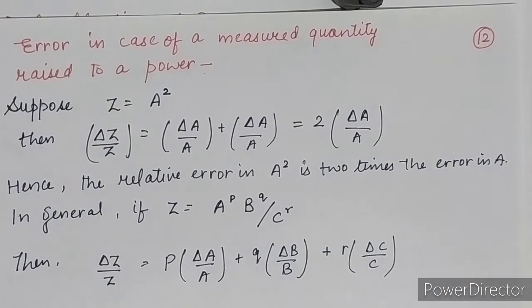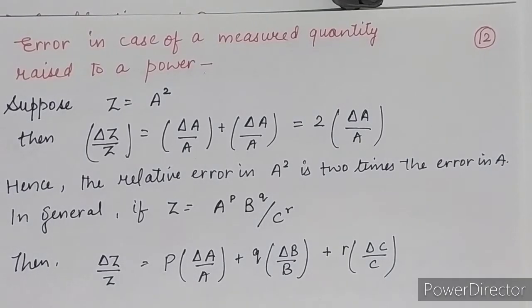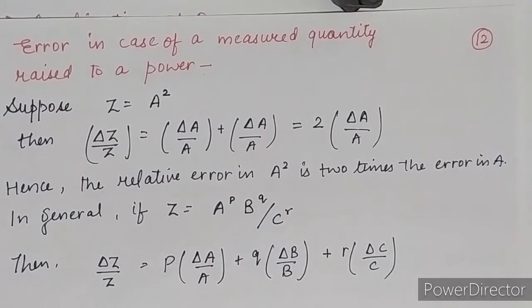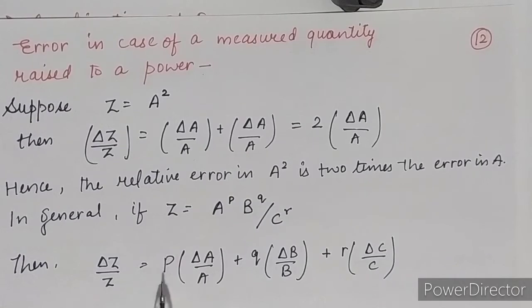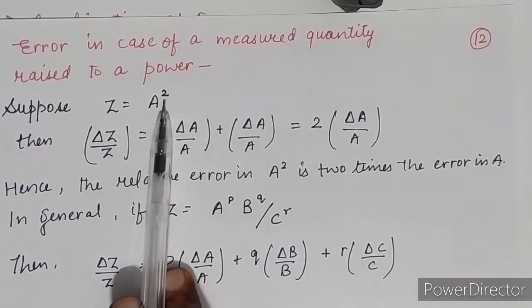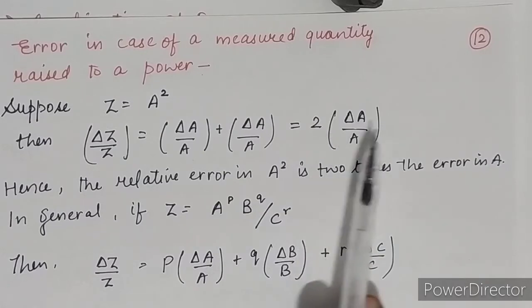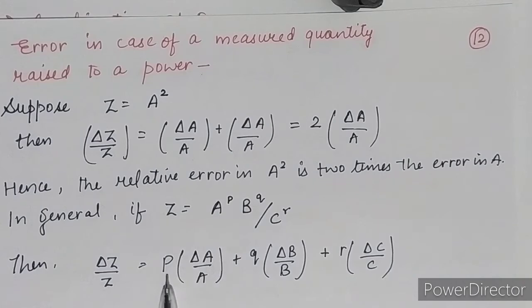It all depends upon the power. If the power is in the negative form, then we have to write negative here. Okay, so the hint for it is, beta: the relative error in a physical quantity raised to a power, suppose the power is k, is k times the relative error of the individual quantity. If the power is 2, it will be 2 times the relative error of the individual quantity. If the power is p, it is p times the relative error of the individual quantity.